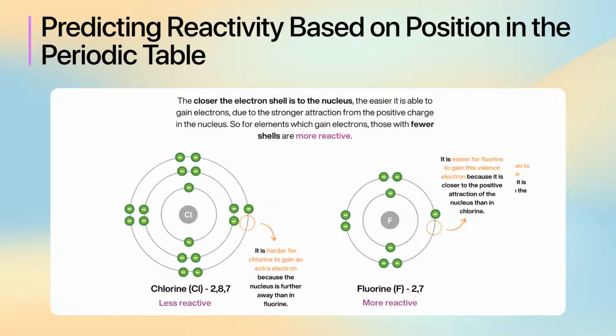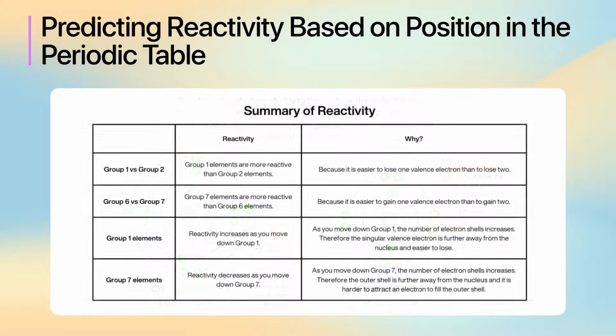Similarly, within Group 7, fluorine is more reactive than chlorine. Fluorine's outer electrons are closer to the nucleus than those of chlorine, making it easier for fluorine to attract and gain an electron. By understanding these principles, we can predict how elements will react chemically and the trends in their reactivity based on their positions in the periodic table. This knowledge is fundamental in chemistry, as it helps us understand and predict the behavior of different elements in various chemical reactions.